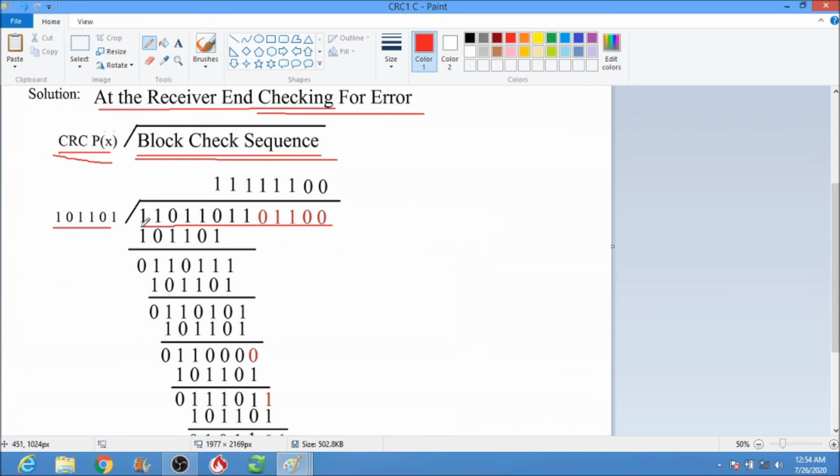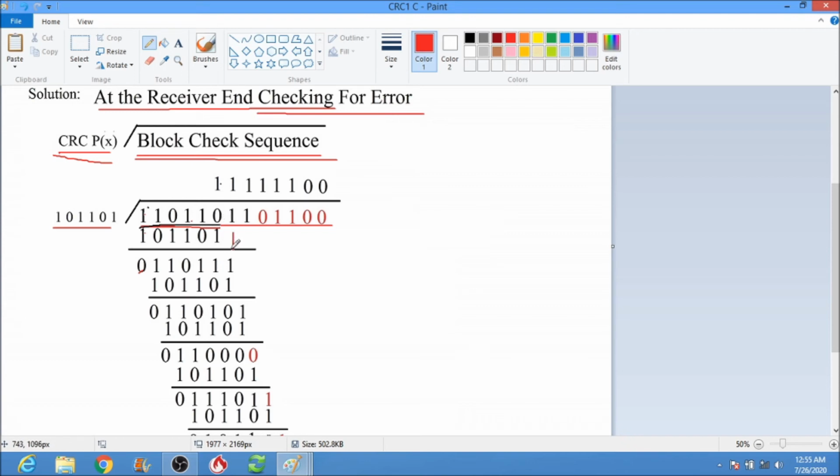Of course, this is now our first dividend. So the most significant bit is 1, so of course you write the quotient as 1. So 1 times this one is of course this one. This data is unchanged. Then we XOR: 1, 1 is 0. 1, 0 is 1. 0, 1 is 1. 1, 1 is 0. 1, 0 is 1. 1, 0 is 1. And 0, 1 is 1.